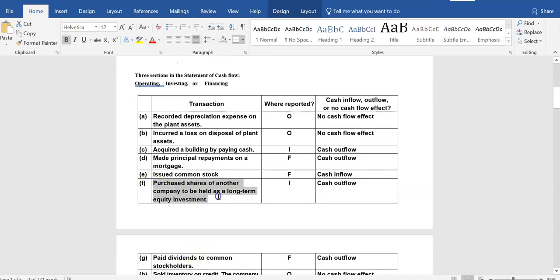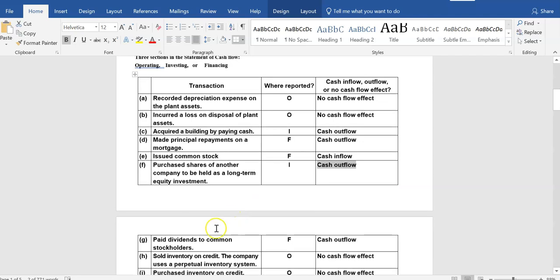We purchase shares of another company to be held as an investment. This is an investing activity. We're buying investments, and if we're buying investments, it's a cash outflow. Paid dividends to common shareholders. We paid dividends because we had issued stock. Issuing stock is a financing activity. And if we're paying dividends, it is a cash outflow.